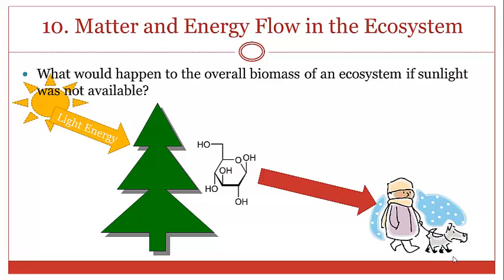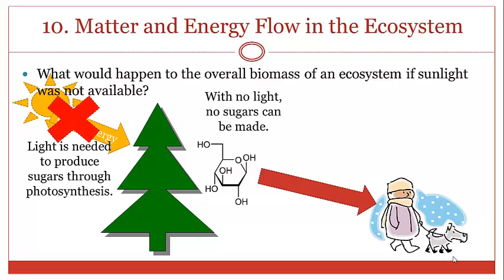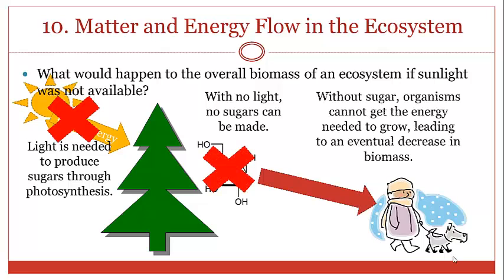Next question asks us what would happen to the overall biomass of an ecosystem if sunlight was not available. So light is needed to produce sugars through photosynthesis. If we don't have any light, we don't have any sugars. So with no light, no sugars can be made. Without sugar, organisms cannot get the energy they need to grow, leading to an eventual decrease in biomass.